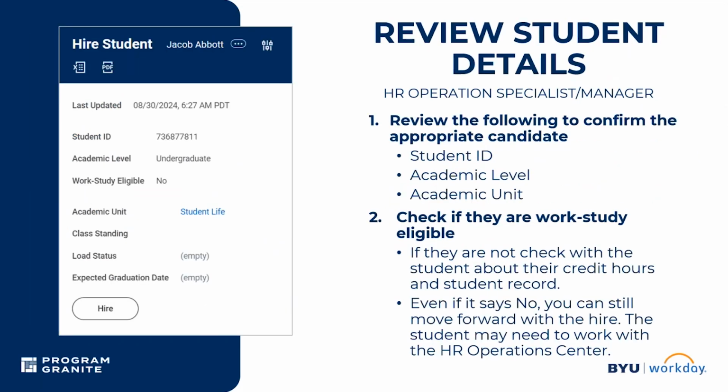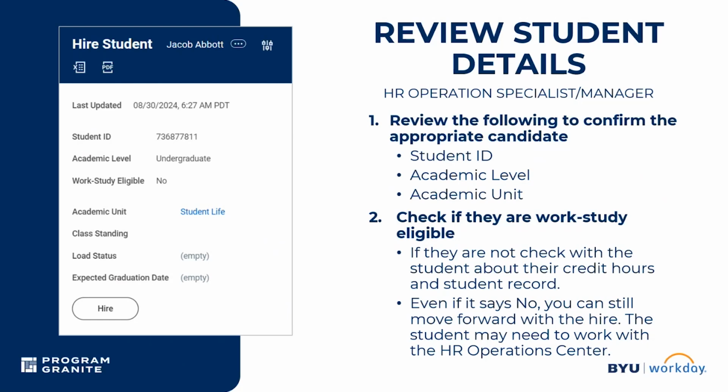All right, then you're going to review the student details. This report pulls a little bit of information about the student. You're going to confirm the student ID, their academic level, and their academic unit. And this is why it's considered a report, right? Because when you search for the student, it brings up these details. It's not taking you straight into the task. One reason is to confirm this is the right person. And the second is to enable you to push the hire, which takes you to the task. So that's why it came up as a report and not an action.